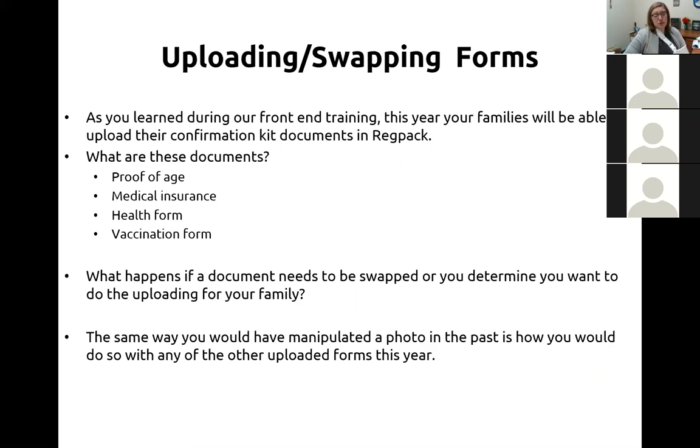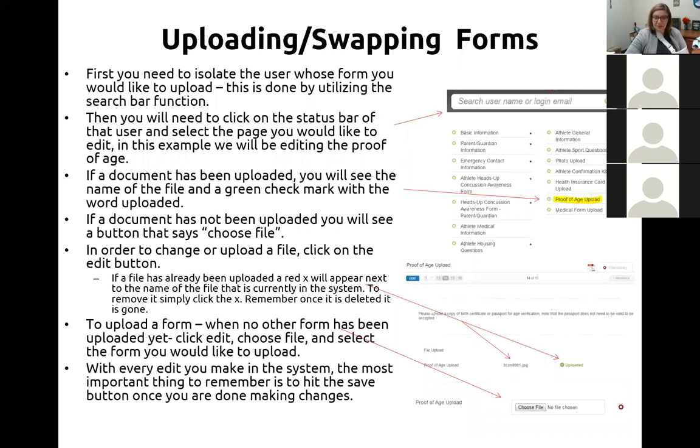Great. So upload and swapping forms. As we talked a little bit about a moment ago, you have the opportunity to upload these forms on your family's behalf. You have the opportunity to edit these on your family's behalf if you'd like to. So again, you'll see the documents listed. It's the proof of age, the medical insurance, the health form, the vaccination forms that are being uploaded into the system. And now we're going to walk through the steps again of how you'd be able to upload and swap these forms out for your users in the instance that they needed assistance.